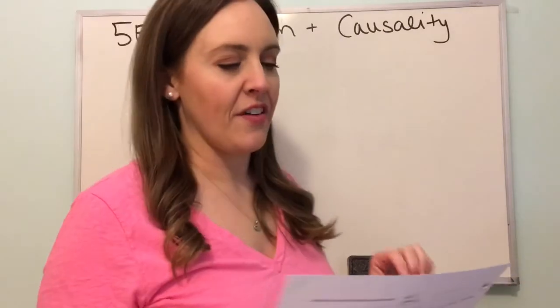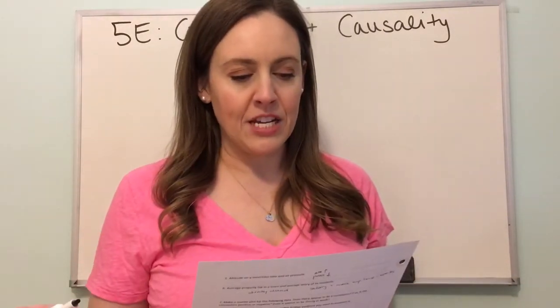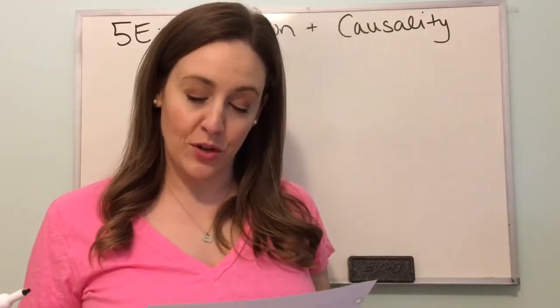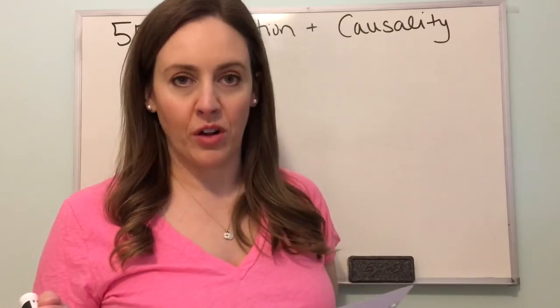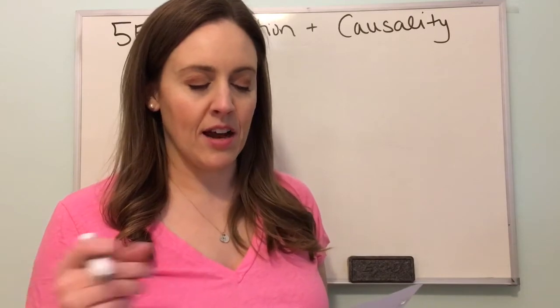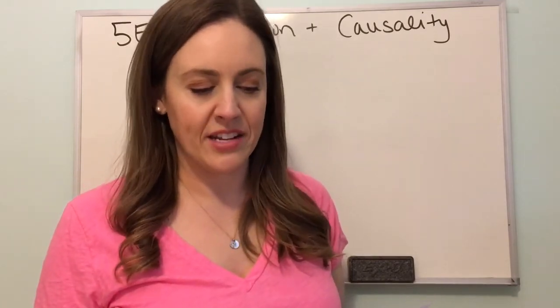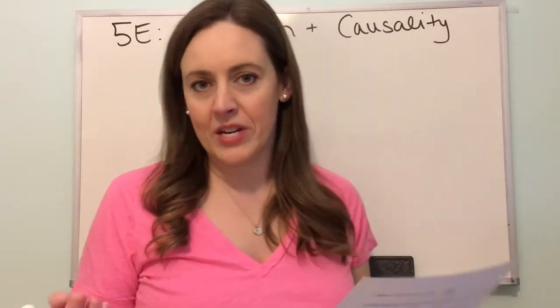Okay, so now you have the 5E worksheet. Let's read through it together. In each of the problems, 1 and 2, state whether the diagram shows a positive correlation, a negative correlation, or no correlation. We're going to talk about what all of those mean. And then if there is a correlation, is it strong or weak? And summarize any conclusions you can draw from the graph. So let me give you an example.